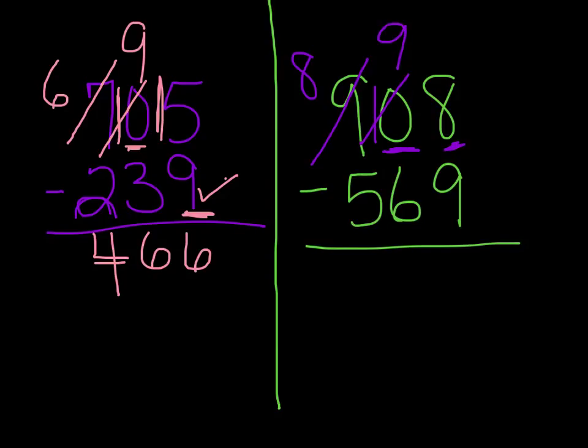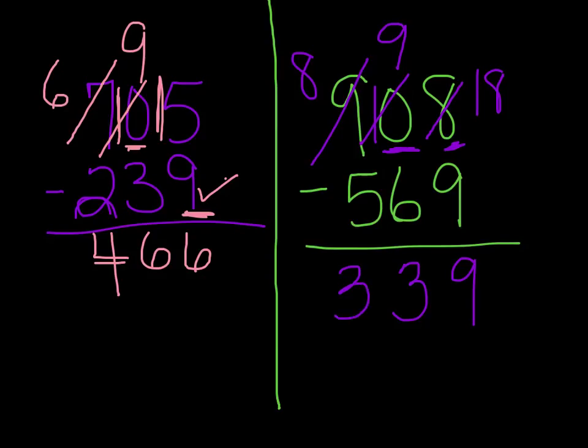So that's going to leave me 9 tens. I'm going to take the tens, break them up into ones, and give them to the ones column. So now instead of 8 ones, I'm going to have 18 ones. 18 minus 9 is 9. 9 minus 6 is 3. 8 minus 5 is 3.